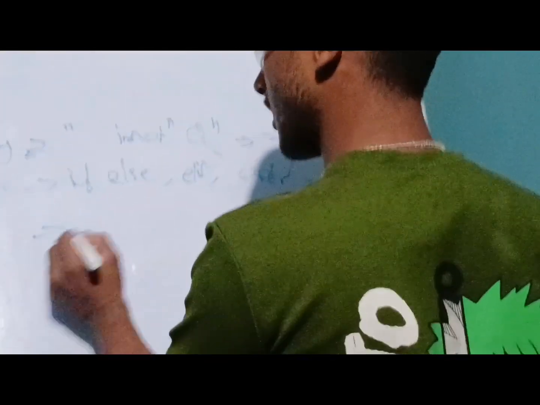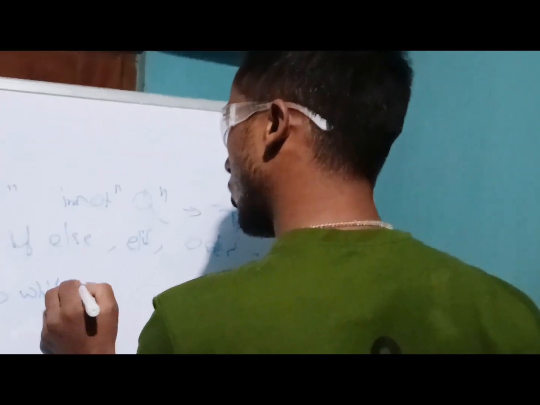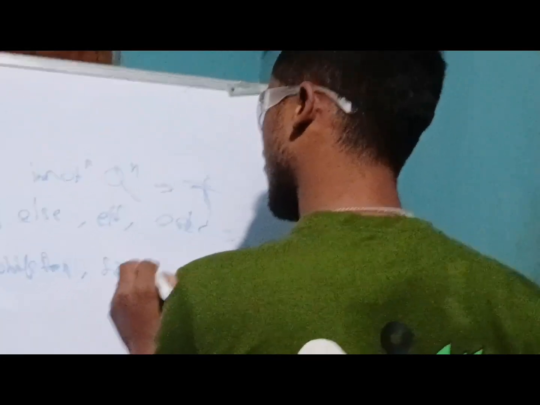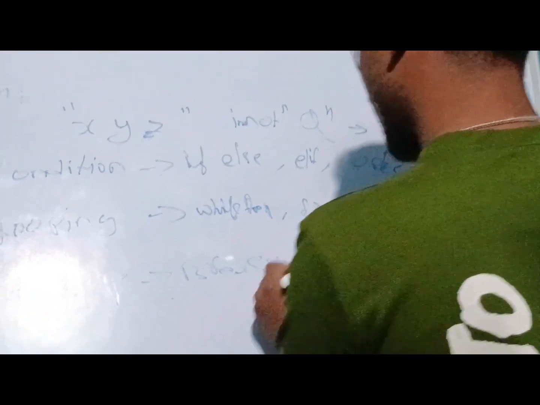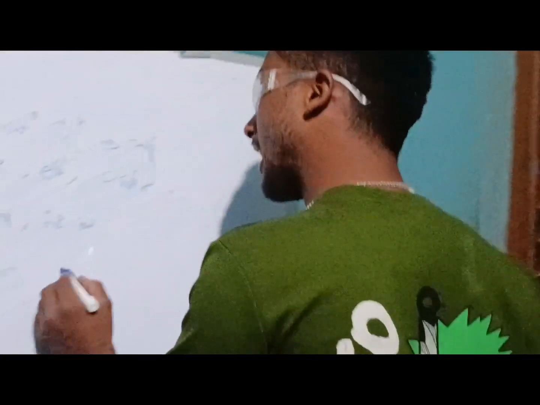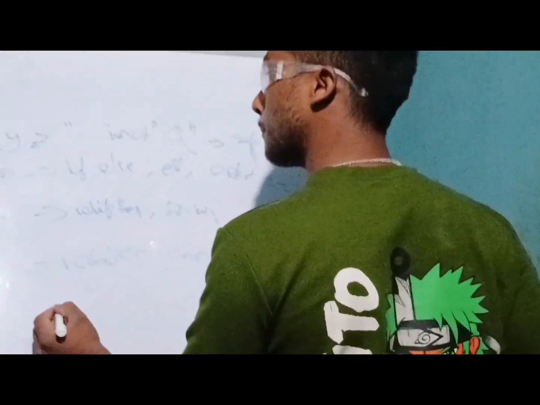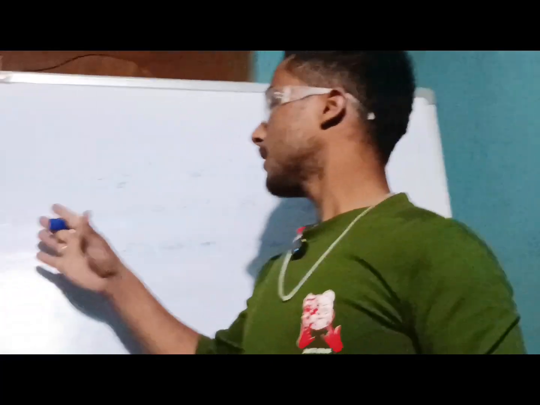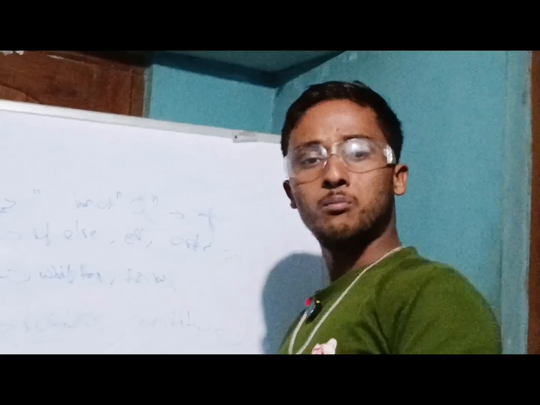What are loops? The while loop and the for loop are called looping statements. Jump statements are break, continue, and other keywords. Those are the three types of control statements. I will cover problems in the next video.